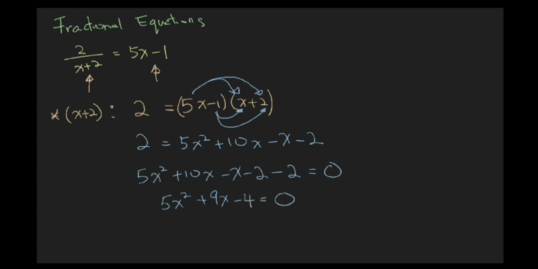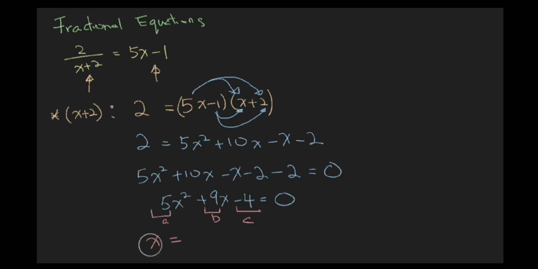So now all you have to do is to solve this quadratic equation, which you know how to solve because you have learned that you can make use of the formula. So x is equal to minus b plus minus square root of b squared minus 4ac over 2a. So a is 5, b is 9, and c is minus 4.